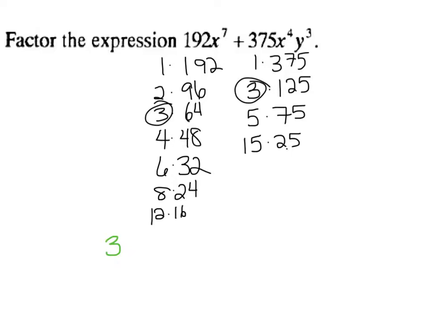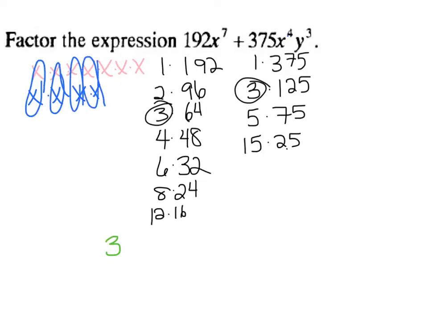Now I look for my variables. Well, the first one has 7 x's. So 1, 2, 3, 4, 5, 6, 7. The other one has 4 x's, which means they've got 1, 2, 3, 4 x's in common, so x to the 4th. That's it. There's no other variable. The second term has y's, but since the first term doesn't have any, they can't have that in common. So now we write what's left. Well, 192 divided by 3 is 64. You can see from the list that after I took out the 4x's, we had 3 left.